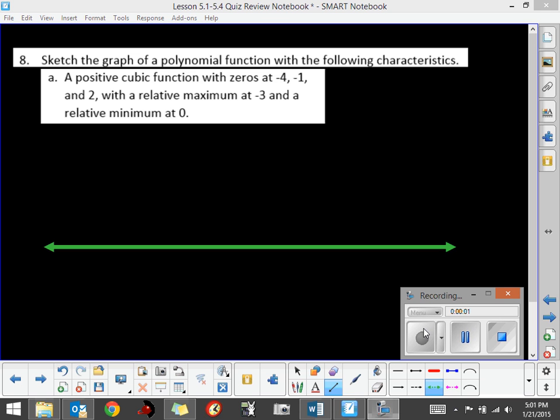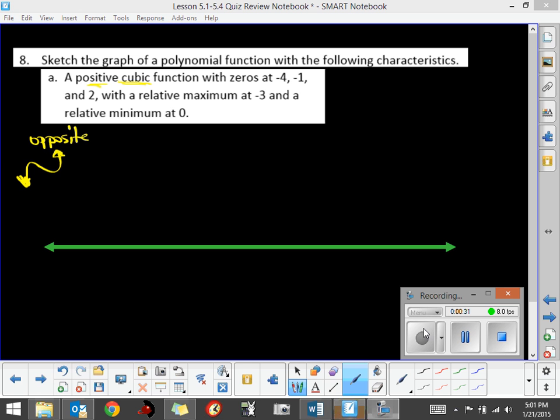Question 8a, we're asked to sketch the graph of a polynomial function with the following characteristics. Okay, let's take our clues and see what we can make out of this. This says it's a positive cubic function. First of all, when I hear that it's a cubic function, I know that it has opposite end behavior because it's odd. And because it's a positive cubic, it's got to start low and finish high. So it's got some kind of starting low, finishing high on the right, with zeros at -4, -1, and 2.